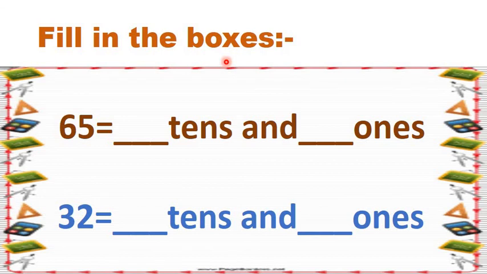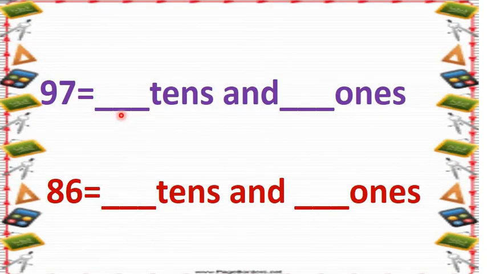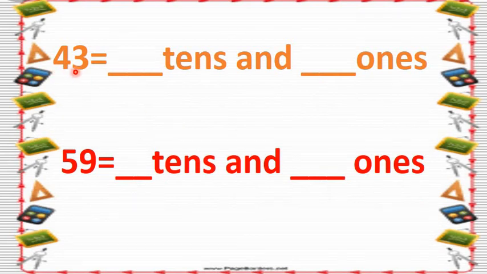After that, we make practice of fill in the boxes. I am going to read all the fill in the boxes again. 65 is equal to 6 tens and 5 ones. 32 is equal to 3 tens and 2 ones. 97 is equal to 9 tens and 7 ones. 86 is equal to 8 tens and 6 ones. 43 is equal to 4 tens and 3 ones.